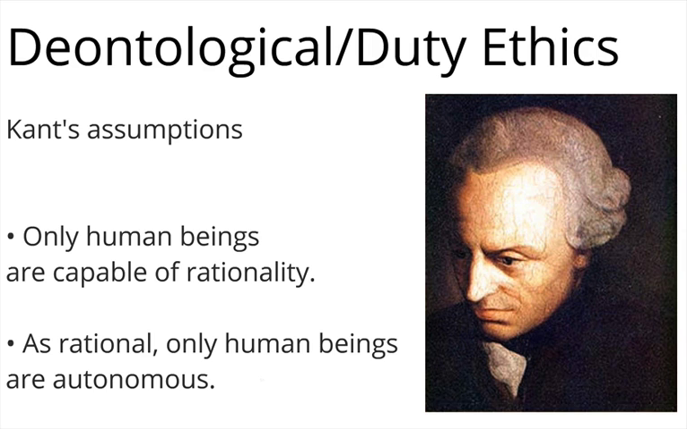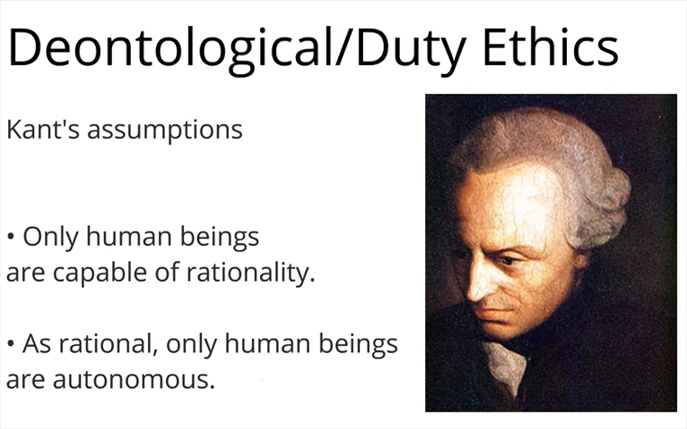He has two basic assumptions. The first being that only human beings are capable of rationality. Being that that is the case, Kant believed that it is imperative to protect that rationality and that ability to be rational in all human beings, because to take away our ability to be rational means to take away our humanity, what it means to be a human being. So that is preeminent. It is of the utmost importance that we protect everyone's ability to be rational.